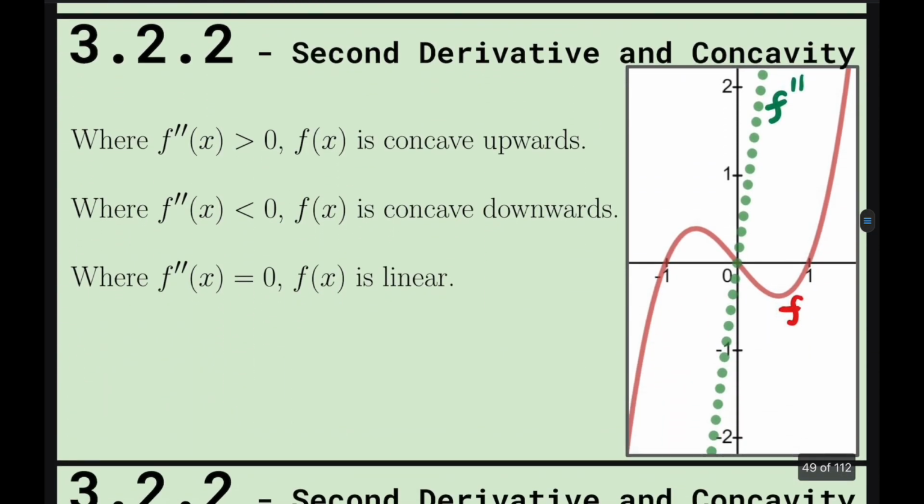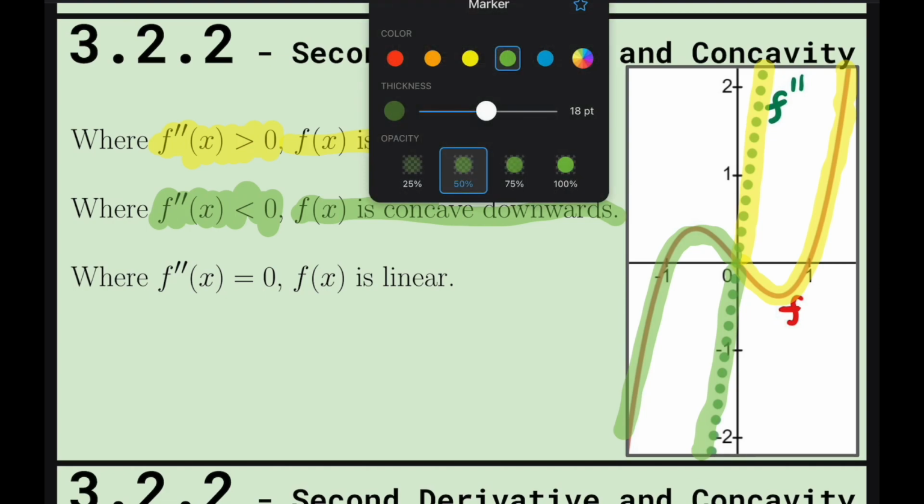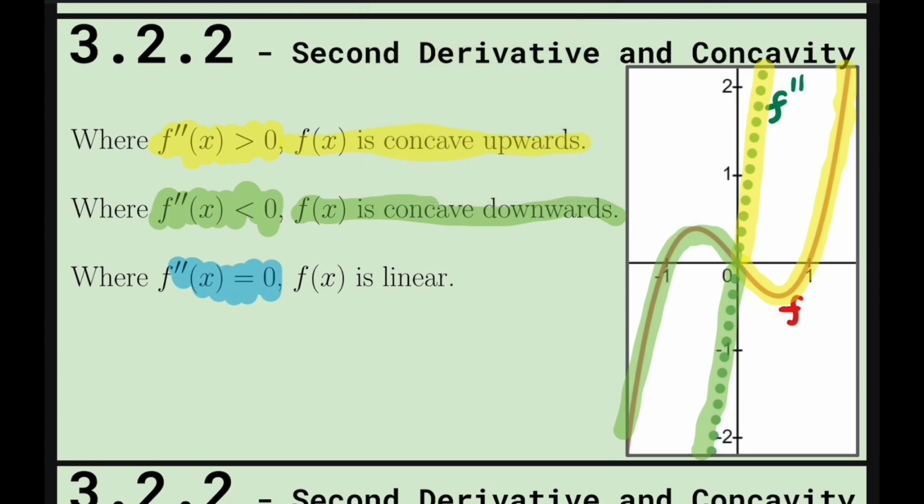Okay, second derivative and concavity. If the second derivative is positive, then it's concave up. Notice here on this graph of f, it's bending up here, and as it's bending up there, the second derivative is positive. It's above the x-axis. However, when the second derivative is negative, if it's less than 0, notice it's less than 0 right here, it's concave down. They're concave downwards, as it says right here. So the second derivative tells you if it's concave up or concave down. Now, if the second derivative is 0, then it's linear, which means it doesn't bend at all. It's not bending up or bending down because it's not bending at all, so it's just equal to 0.